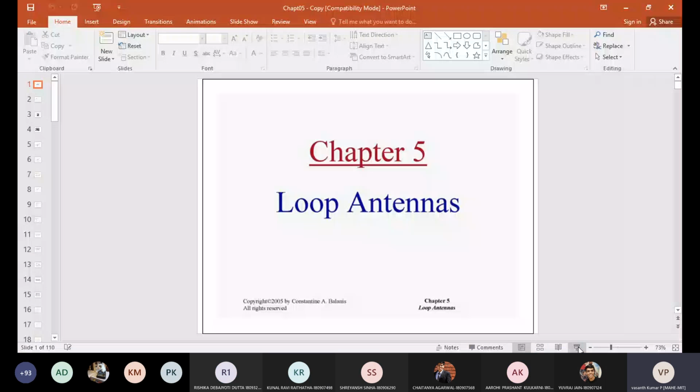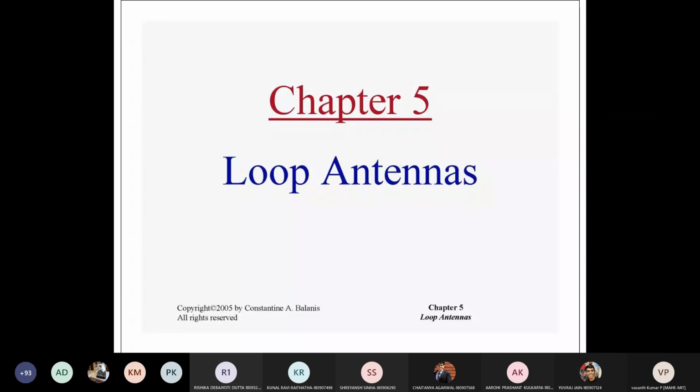Okay, can you all see the slide? Loop antennas, chapter 5. Yes, sir. Now, till the last few classes we discussed wire antennas, basically dipole antennas: infinitesimal dipole, short dipole, finite length dipole, half wave dipole, and so on. Now we'll see loop antennas, basically circular loop antennas.